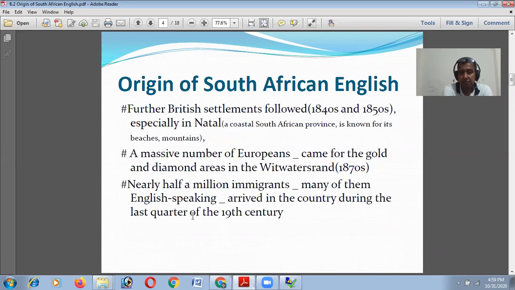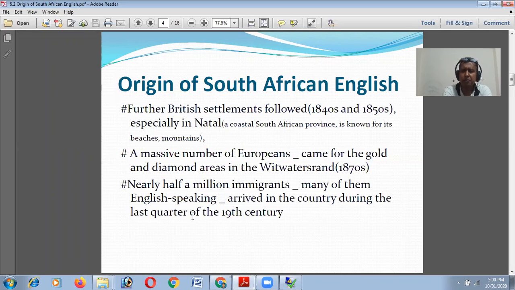Further British settlement followed. That means in the 1840s to 1850s, especially in Natal, a coastal South African province known for its beaches and mountains. Here, many British people settled in the 1840s and 1850s.